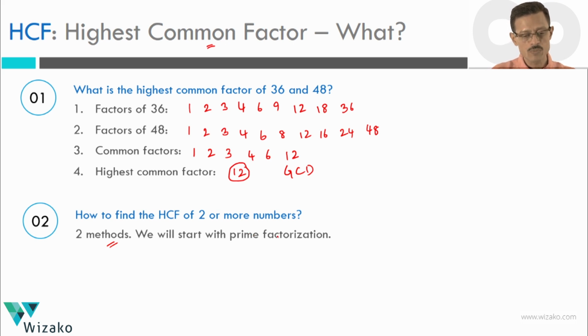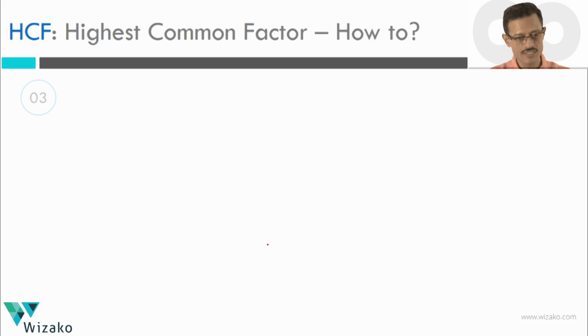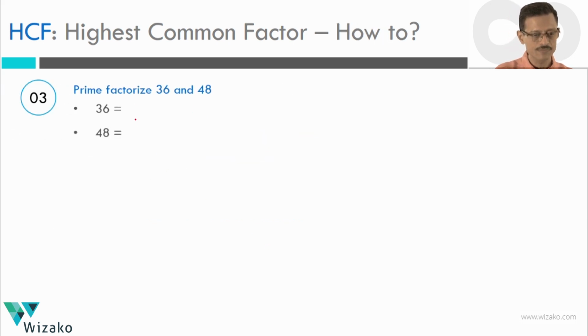We'll look at the first method, which is the prime factorization method. As you would have guessed by now, when in doubt, just prime factorize numbers. That will tell you how to go about things. Let's start by prime factorizing both these numbers, 36 and 48. 36 is a 4 into 9.